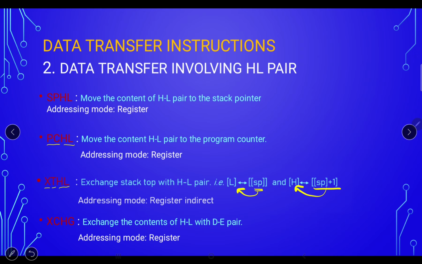Then the next one is XCHG and here it stands for exchange the content of HL pair with DE pair. That means the value of H is exchanged with D and similarly the value of L is exchanged with E, and here the addressing mode is register addressing mode.